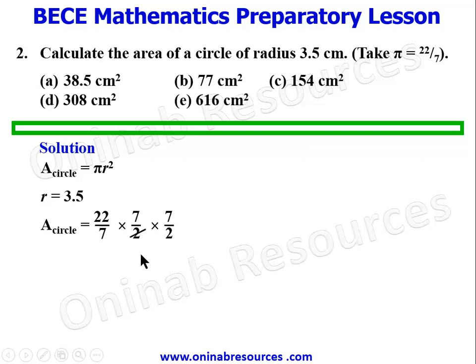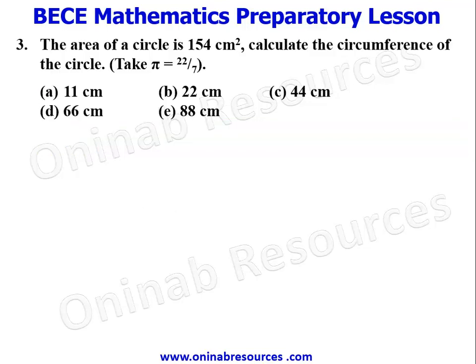This 2 here goes 1, 2 here goes 11, 7 here 1, 7 here 1. So we are left with 77/2. 77/2 as a mixed fraction is 38 1/2, and as a decimal is 38.5 square centimeters. And we check the option. So the option here is option A. This is the end of solution to this problem. So from here we go to problem 3.